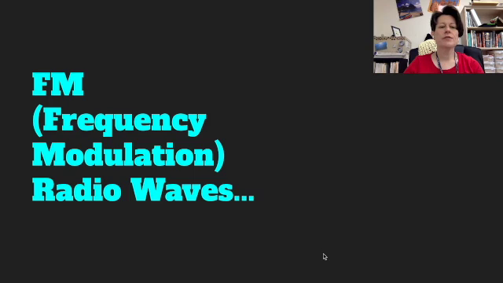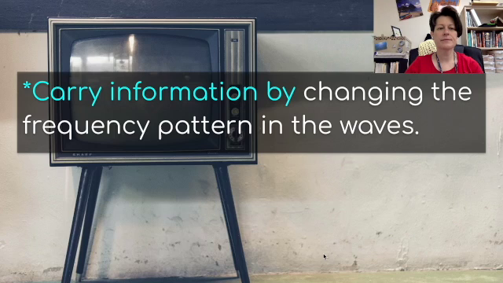Now, I'm sure you're familiar with AM and FM from radio, and I want to talk about the difference here. FM stands for frequency modulation radio waves. The reason it's called frequency modulation is because they carry information by changing the frequency pattern in the waves. It's not just on radios. I have an old television in the back because this is also what televisions use.